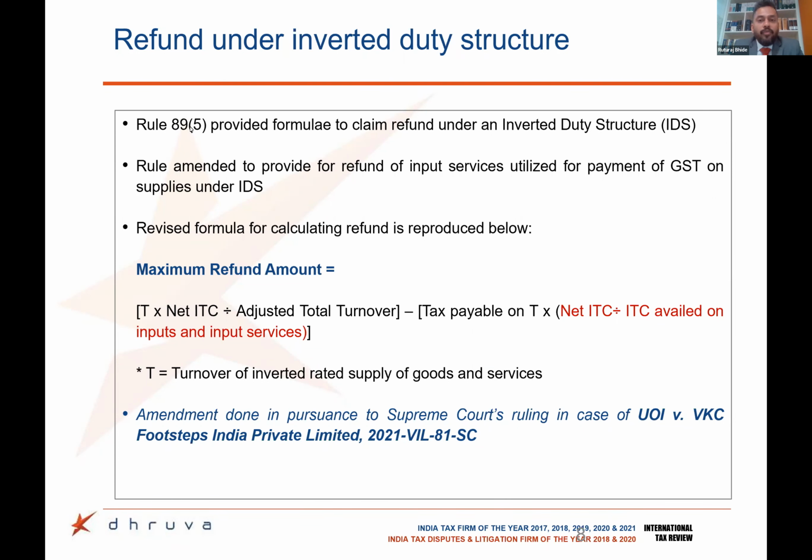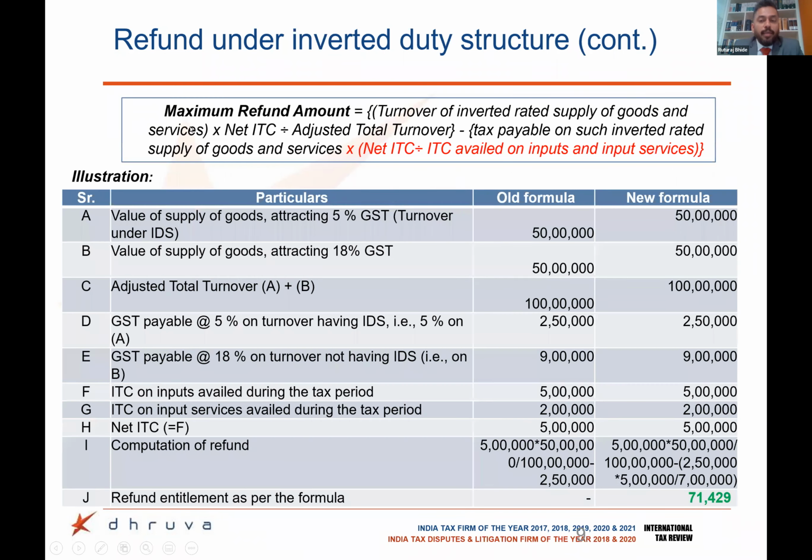So on the next slide, we look at an example where we have a taxpayer who has, let's say, IDS turnover taxable at the rate of 5%, which is 50 lakhs, and turnover at normal rates of 50 lakhs, which makes a total turnover of 1 CR. And the taxable person has input tax credit on inputs of 5 lakh rupees and input services of 2 lakh rupees. Now let's see how the refund was being computed in the older format.